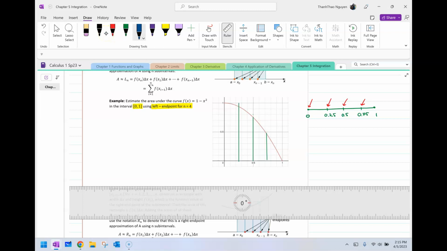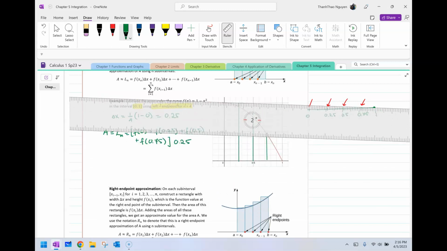We first need to find the width of the rectangle. The width of the rectangle, delta x, is equal to 1/4 times 1 minus 0. That is 0.25, right? So we estimate the area of the left as f of 0 plus f of 0.25 plus f of 0.5 plus f of 0.75. We take all that and multiply by 0.25, that is delta x. So f of 0 equals 1.